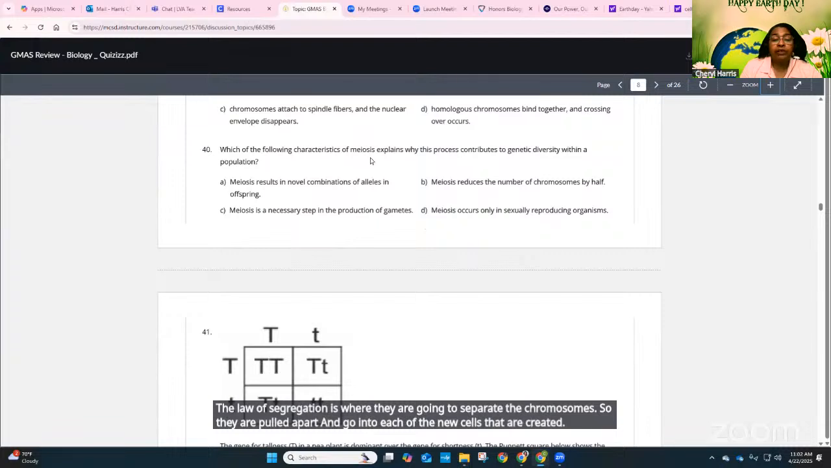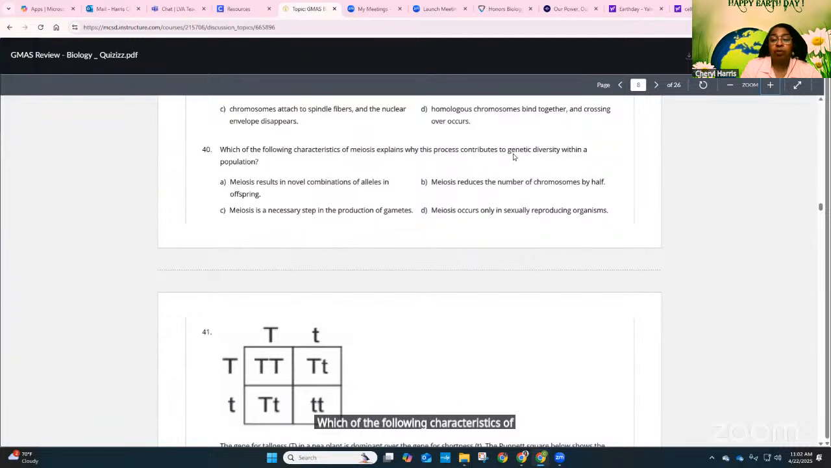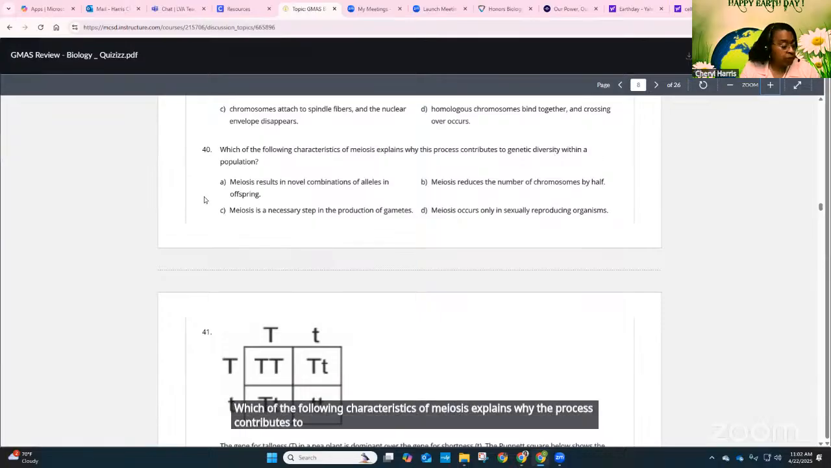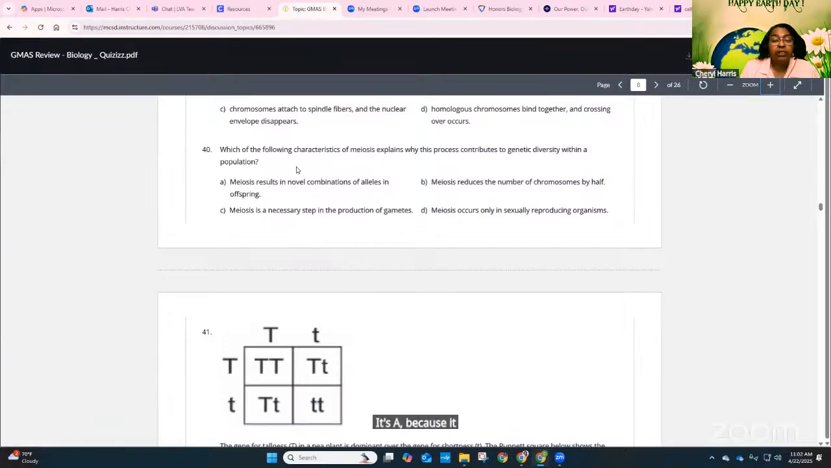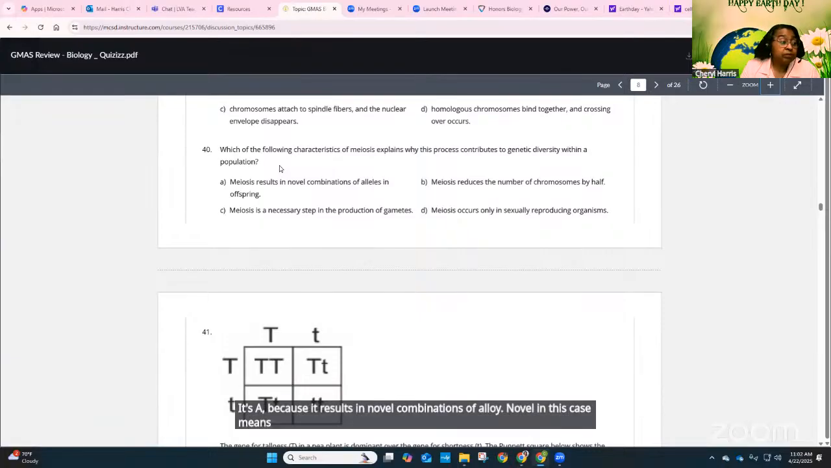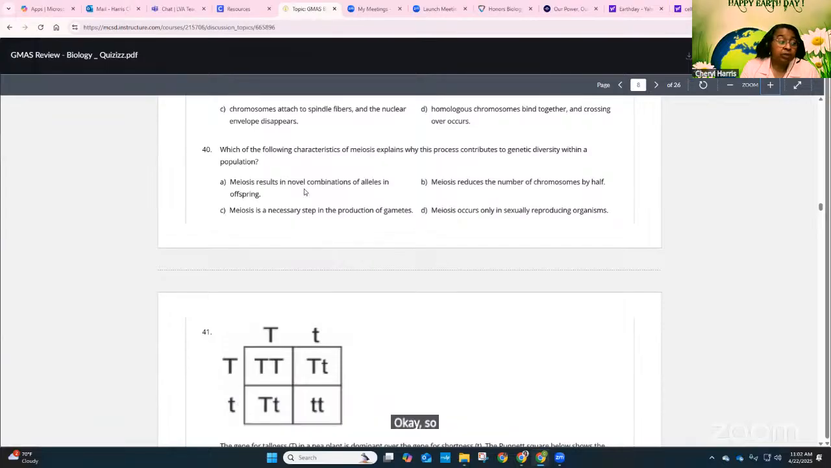All right, which of the following characteristics of meiosis explains why the process contributes to genetic diversity within the population? It's A, because it results in novel combinations of alleles. Novel in this case means different, unique. Okay, so you have to just understand what they mean by novel.